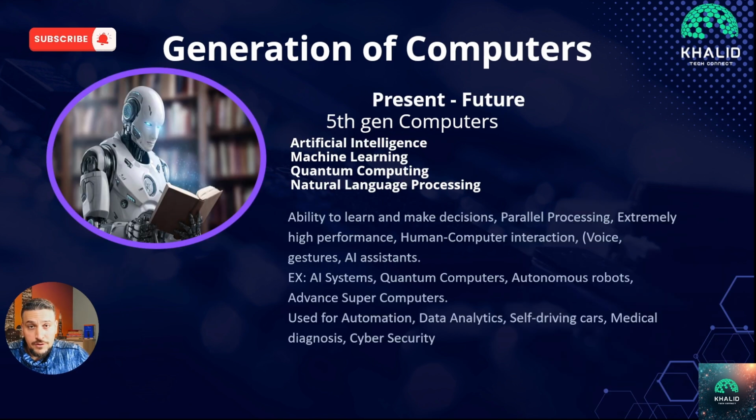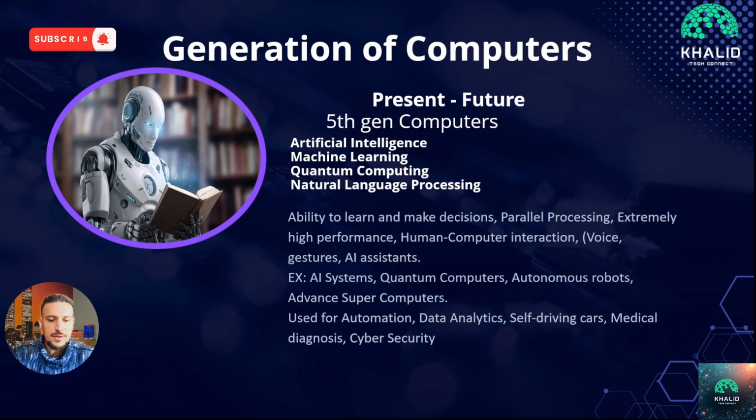So the fifth generation of computers have already started, and it will continue into the future because we are already witnessing the AI, artificial intelligence, the robots, the machine learning, quantum computing, and of course natural language processing. So the fifth generation of computers have got the ability to learn and make decisions themselves. They've got parallel processing, extremely high performance. They have got human computer interaction, voice, gestures, AI assistants.